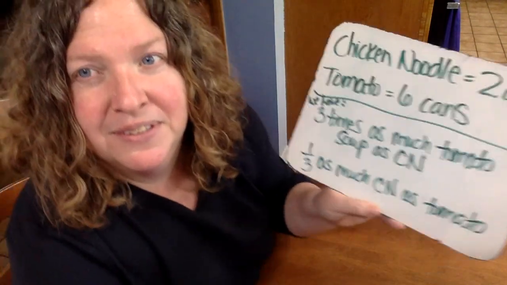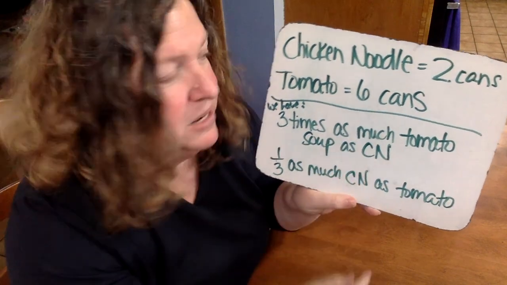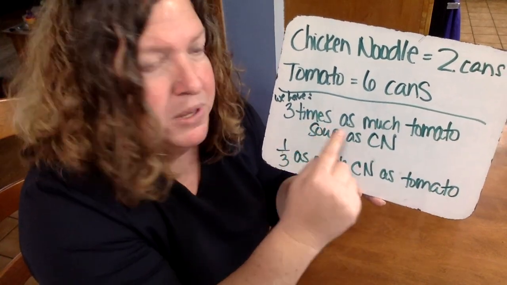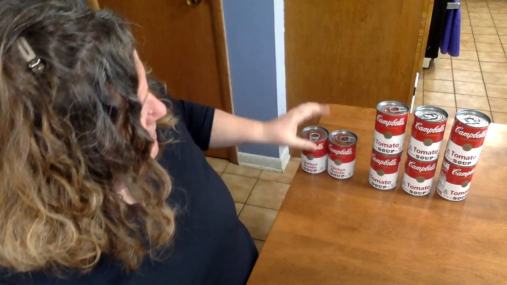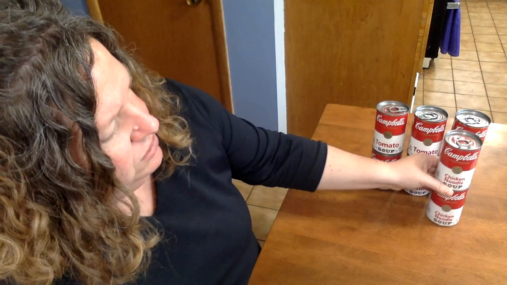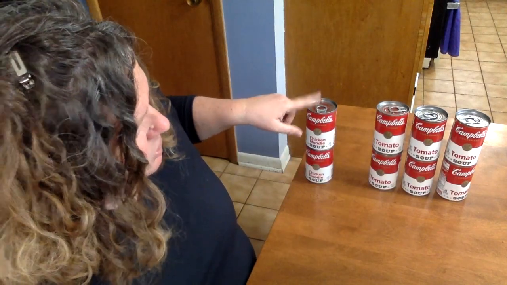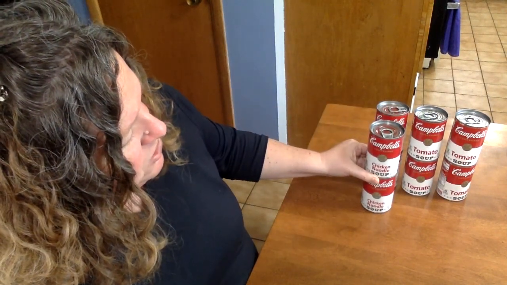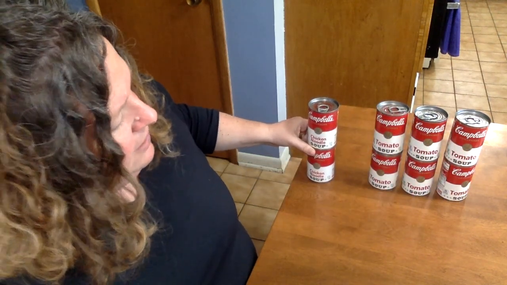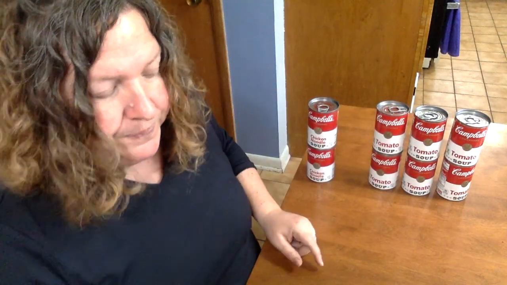Let's take a look. We've got 2 cans of chicken noodle. We've got 6 cans of tomato. So we have 3 times as much tomato soup as chicken noodle. Does that make sense? Because we've got 2 chicken noodles, but look, 1, 2, 3 times as much tomato. So we've got 3 times as much tomato as chicken noodle soup. And how we know that is we just look, it would take 3 of these groups. We have 1 of them, but we would need 3 to have the same. So there's 3 times as much tomato as there is chicken noodle.